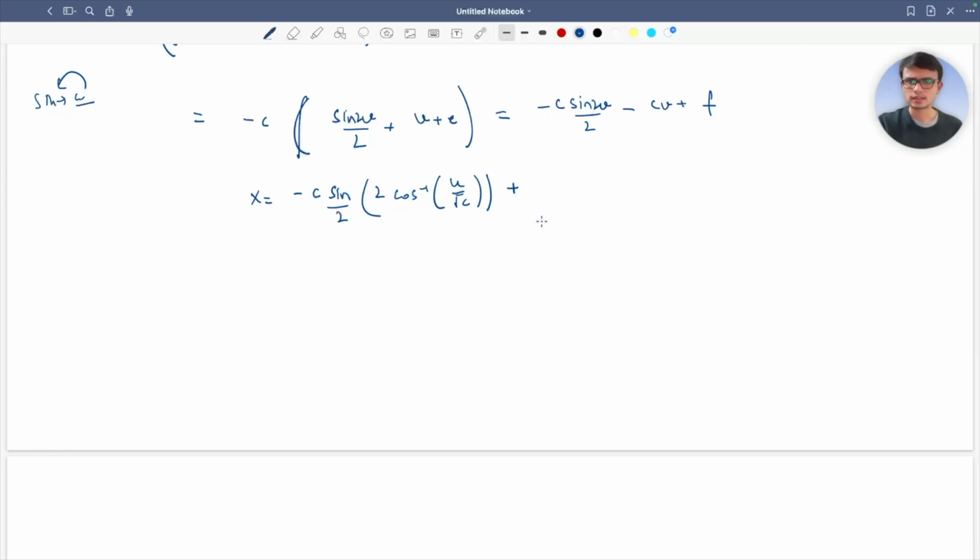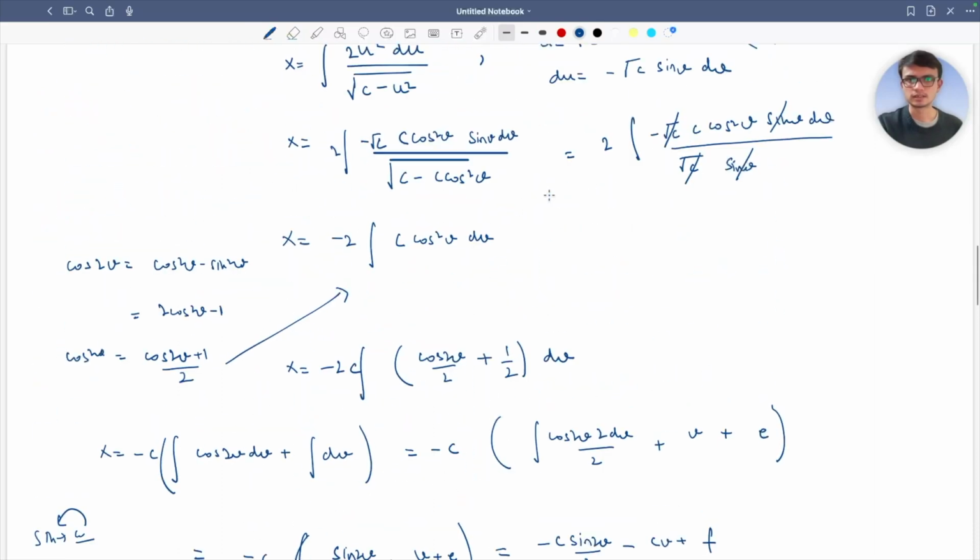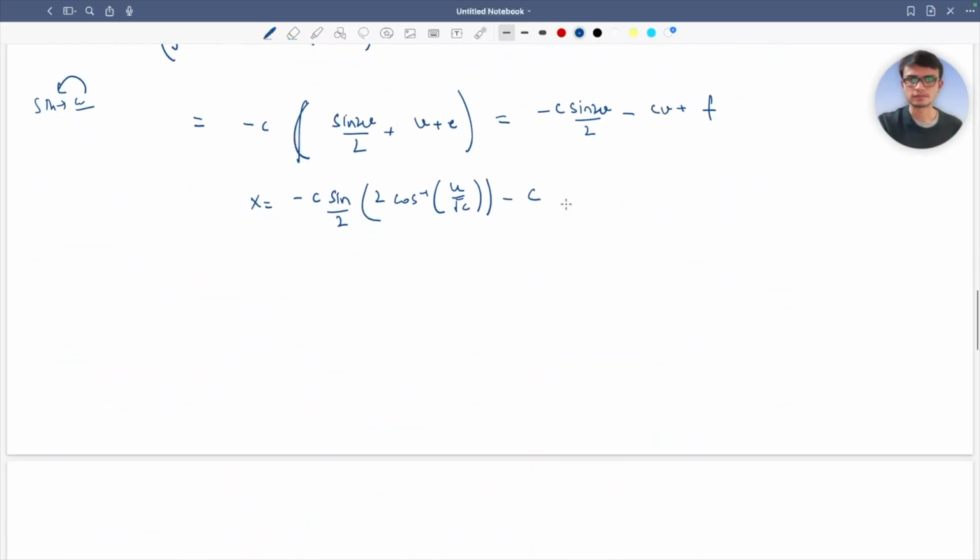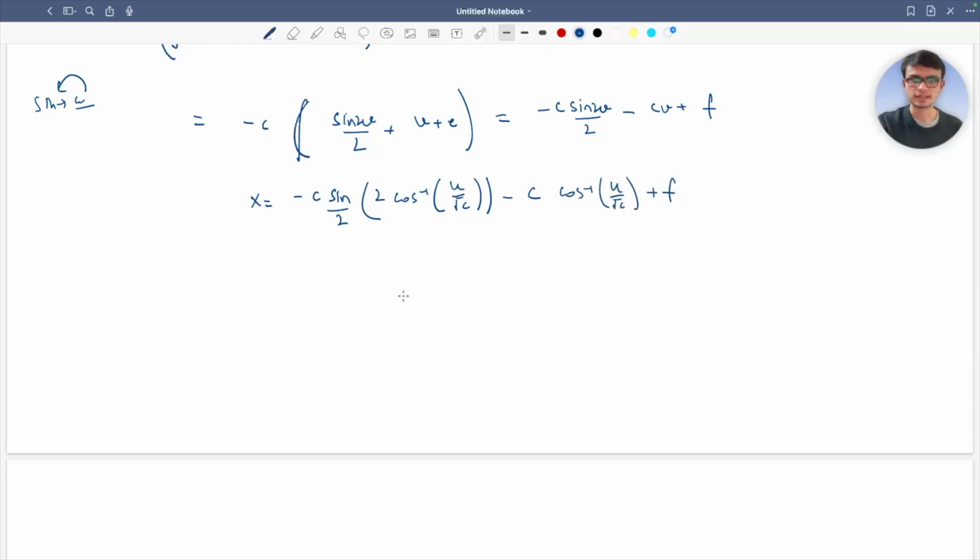And what happens right now? So minus cv plus f. So here it goes. There is a negative, there is also a negative sign here. Okay, there is a negative sign c, and v goes as cos inverse of u upon root c plus f. So minus c sine by 2 cos inverse of u upon root c minus c.